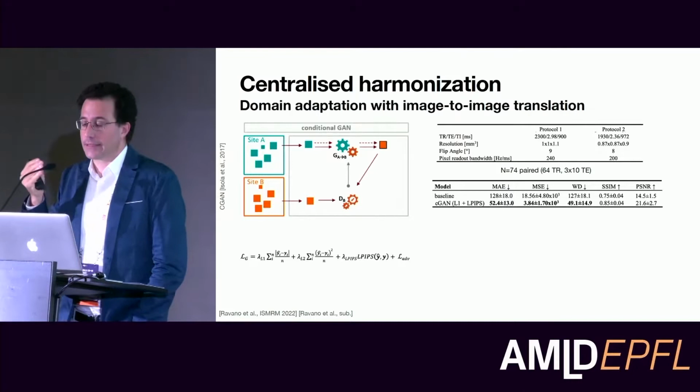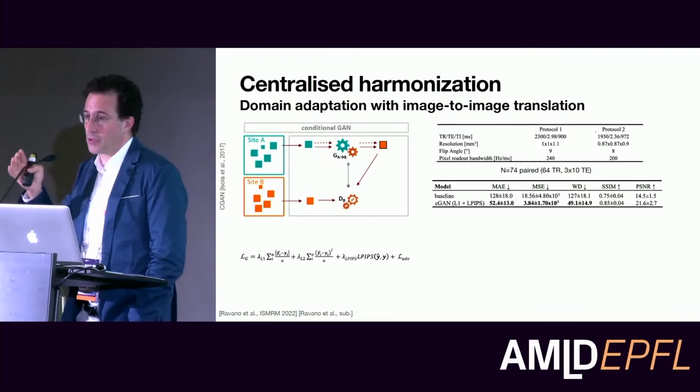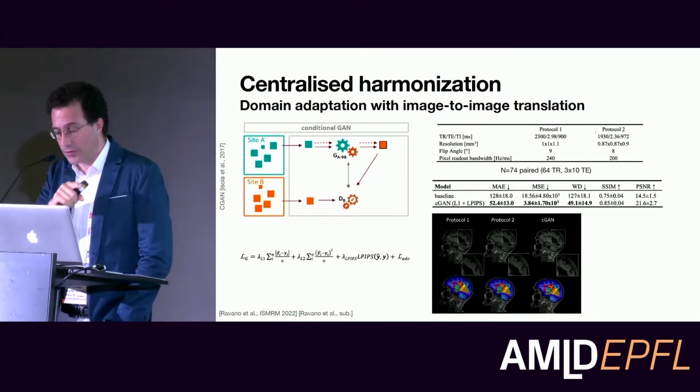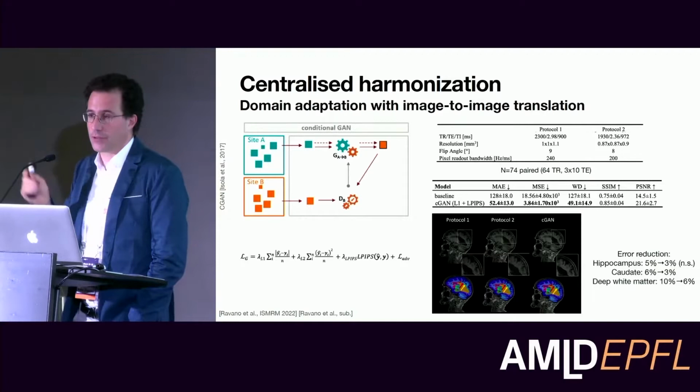But now it's not necessarily the case that this image similarity metric will give you the same volumes, right? Because remember, if we go back to our biomarker, what we want is the volume of some brain regions. So you can see these images here with the two protocols at the bottom, and you can see the segmentation is a bit different. But bottom line, we reduce this error from 5% to 3%. Unfortunately, not enough to be significant, so we need to have a larger data set here. The cow data is pretty good. The deep white matter is pretty good.